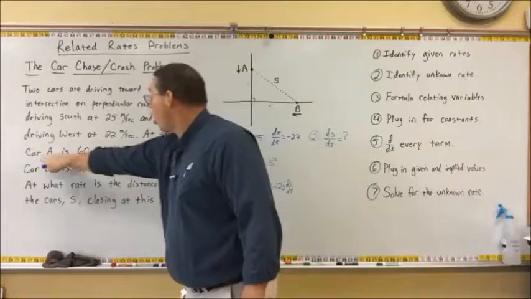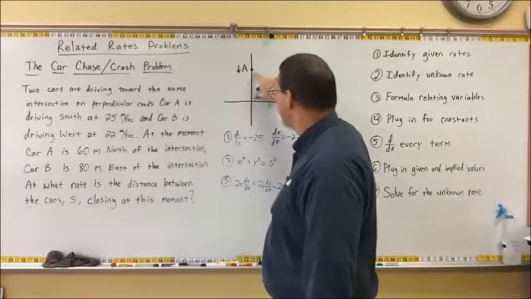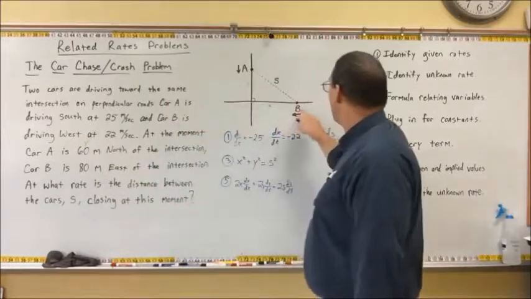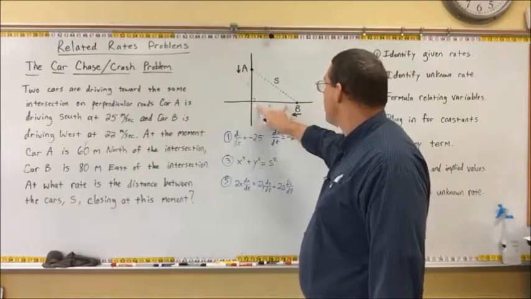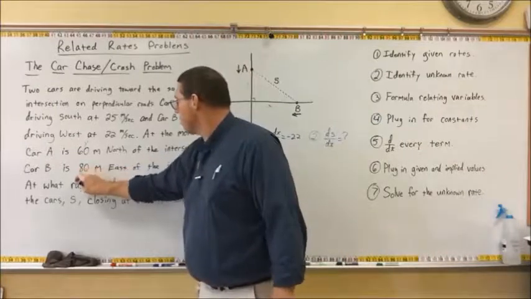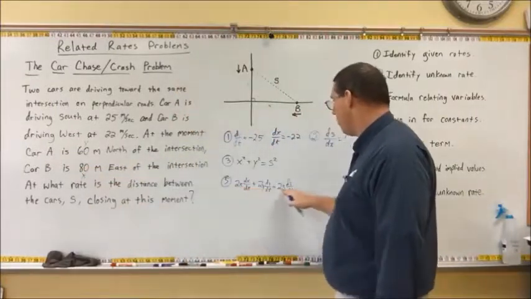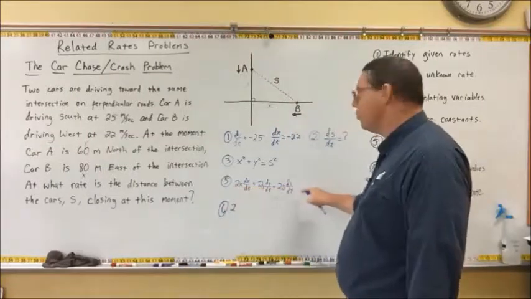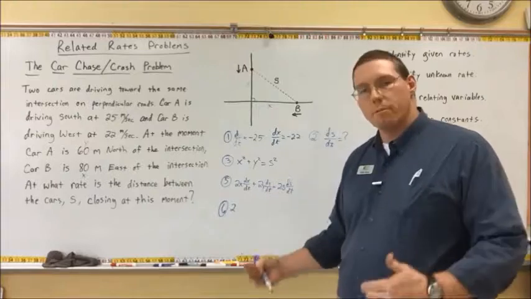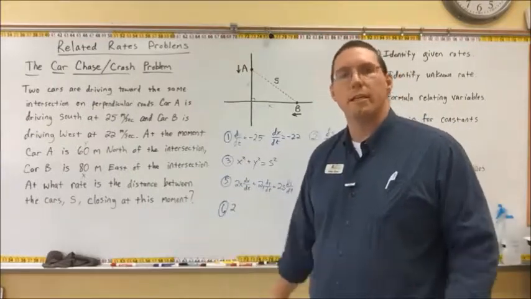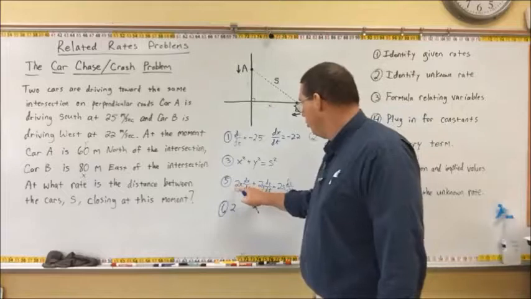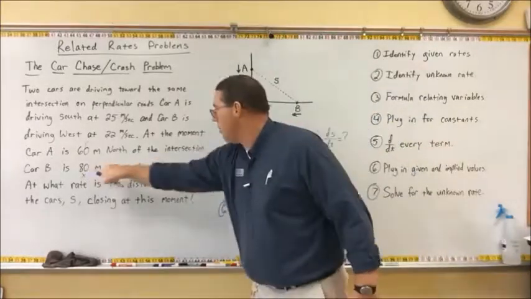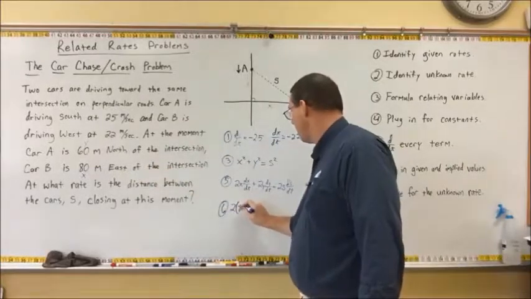They also gave us that car A is 60 meters north. So that means that's y. And car B is 80 meters east. So that is x. So we're going to plug all those numbers into our formula for step 6. So we're going to have 2. And again, you can divide by 2 all the way through and cancel the 2's, but sometimes my students get confused when I do that, so I'm going to leave the 2's in. So I got a 2, then x, the distance of x is 80, right? 80 meters east. So I'll put an 80 here.